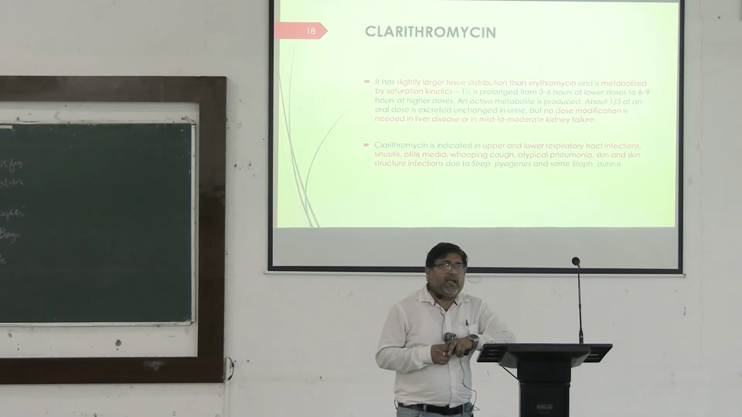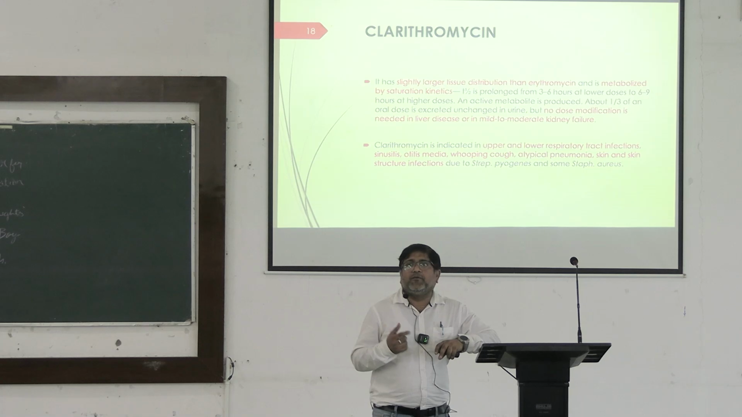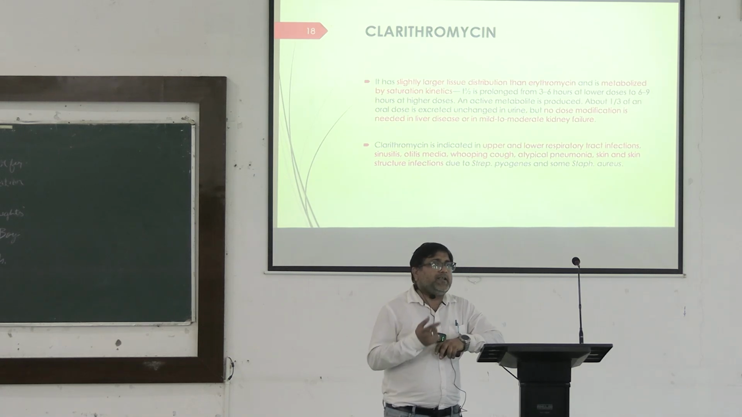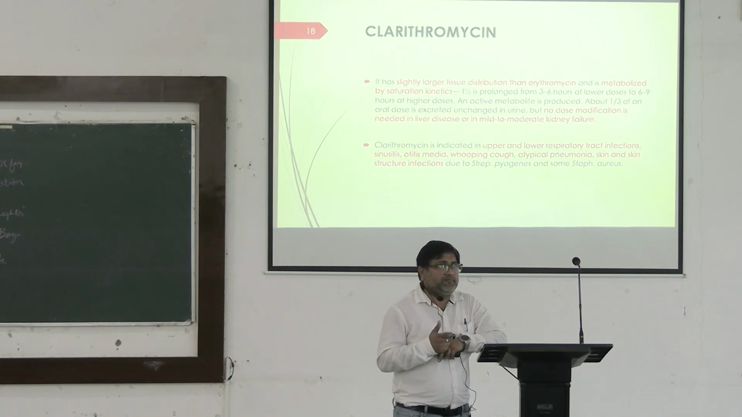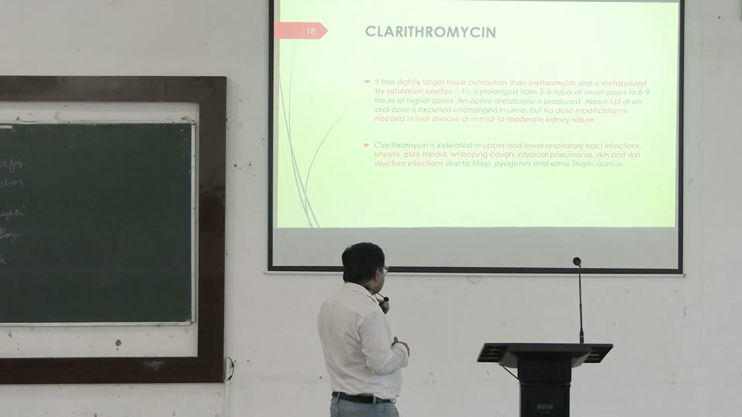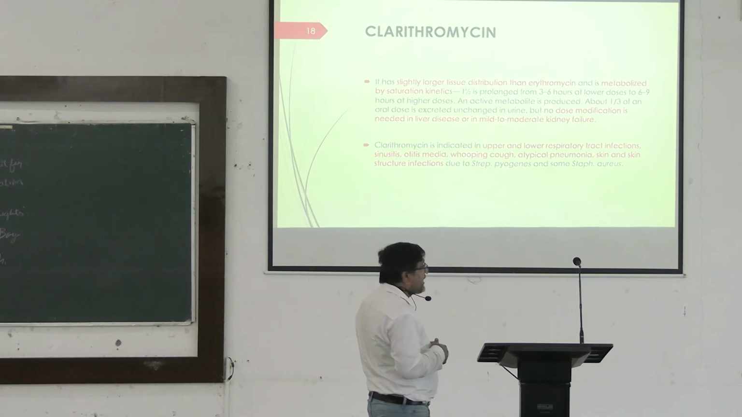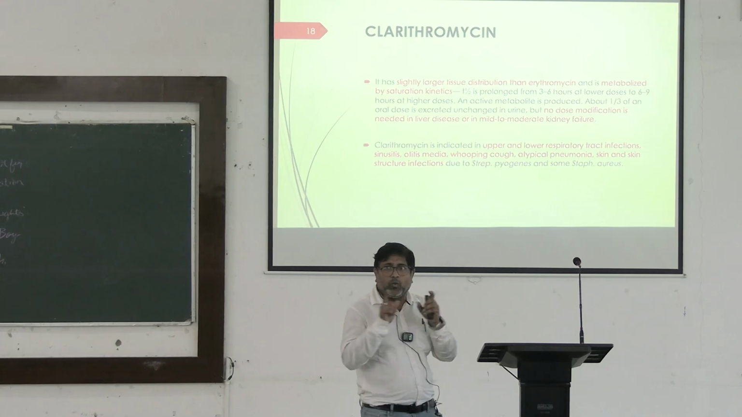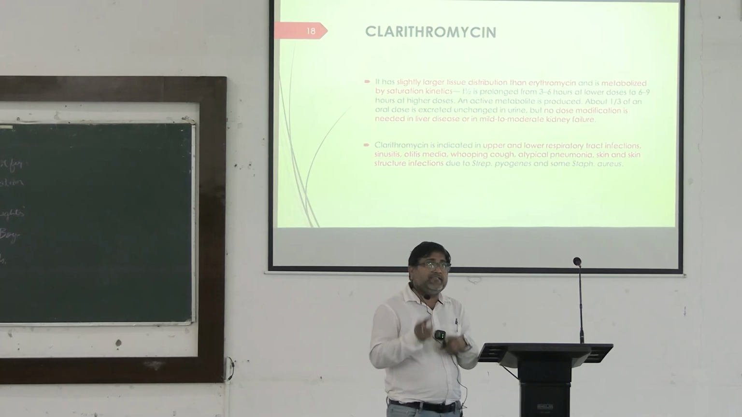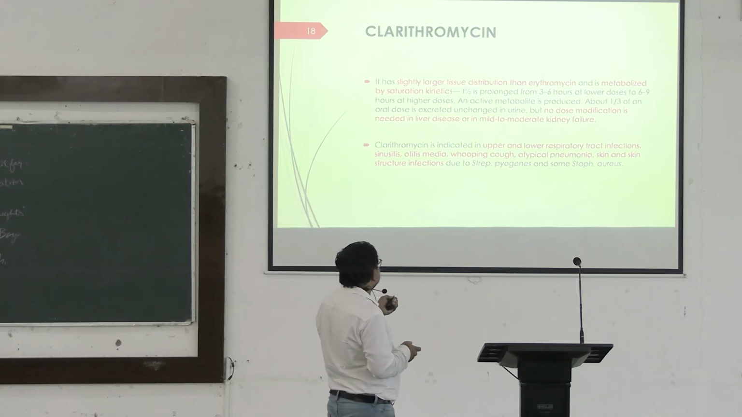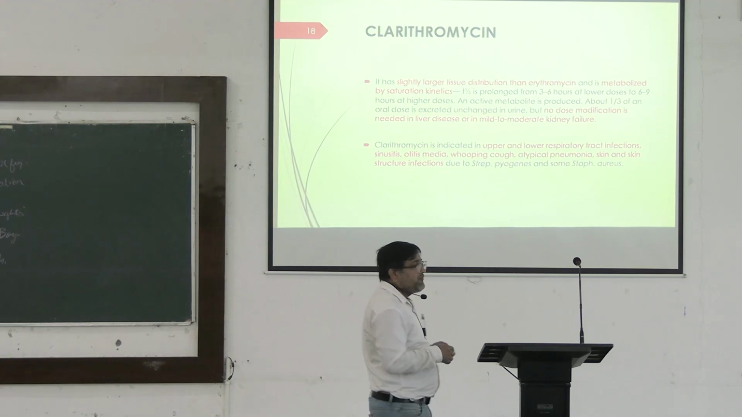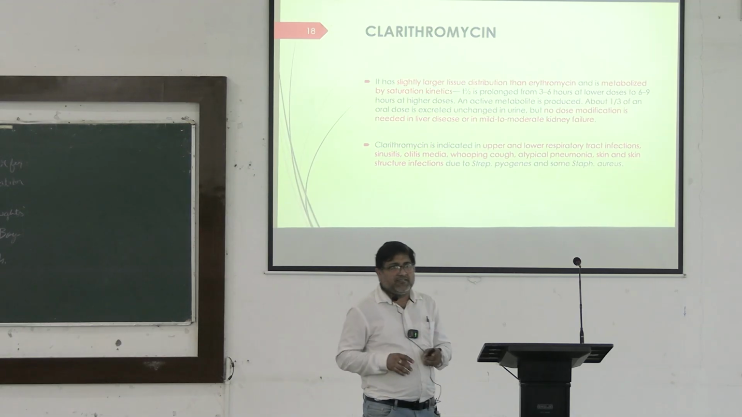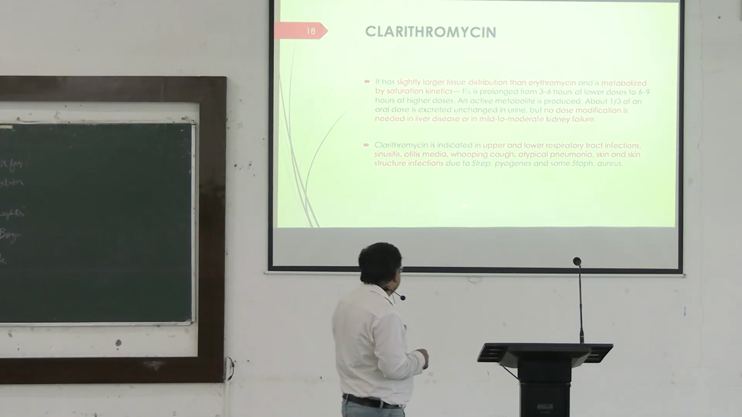Saturation kinetics means as the concentration of the drug in the body is increased, the metabolizing enzyme gets saturated and the drug level in the body rises exponentially. Basically Clarithromycin is metabolized by saturation kinetics. So, the plasma half-life is around 3 to 6 hours at lower concentration. That increases to 6 to 9 hours at higher doses. No dose modification is needed in liver disease and mild to moderate renal disease.